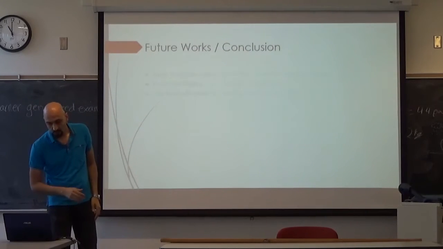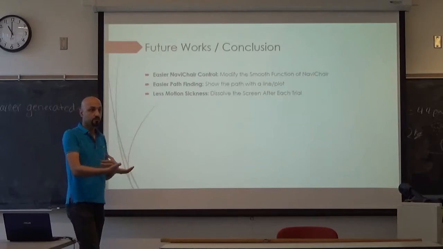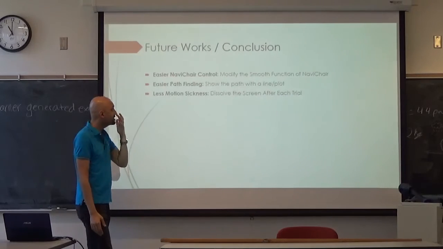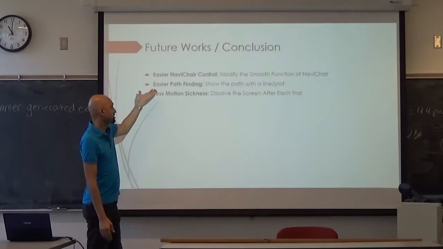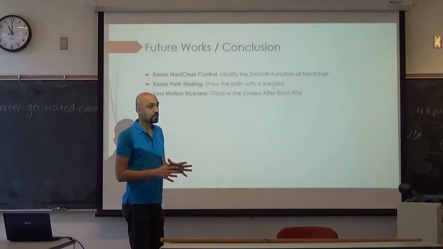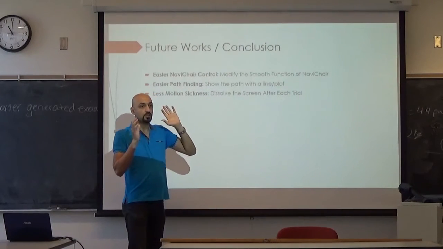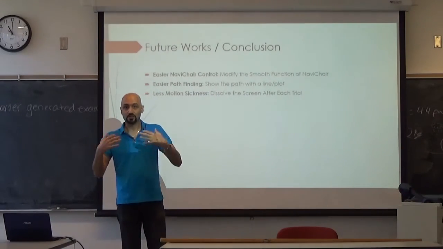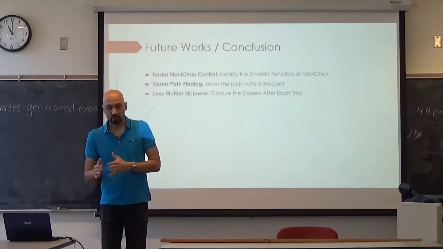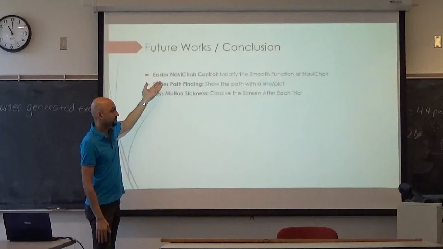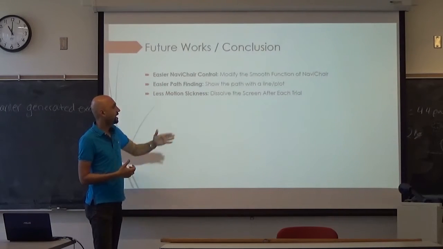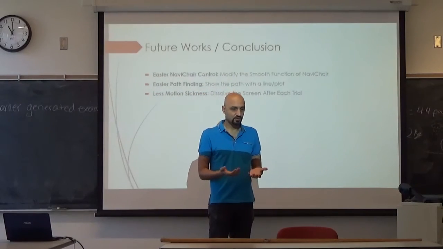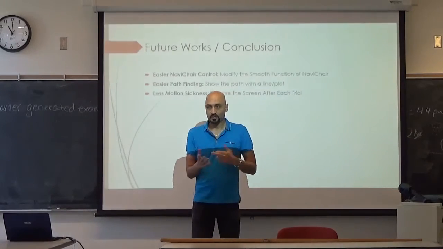So we thought about how we can improve our NaviChair for our next experiments and come up with a new interface. There are three ideas we have. First of all, we know that the most important thing about the NaviChair is that its control should be easier. We need to modify the smoothing function of the NaviChair for participants to control their speed better. And then they need to find the path easier.